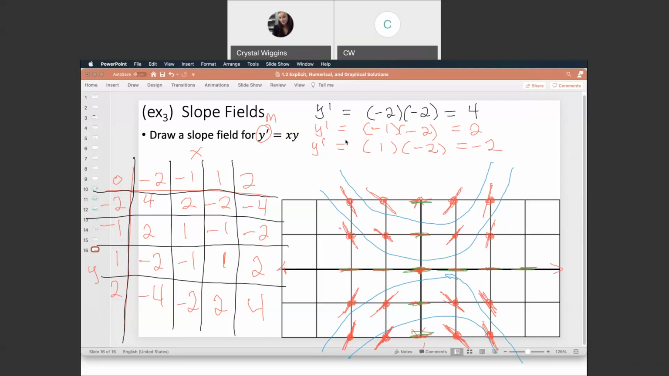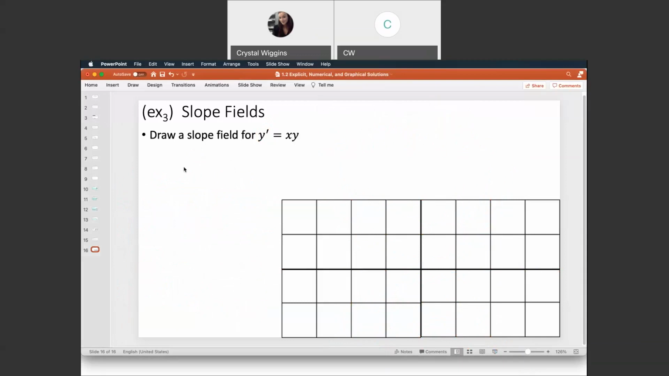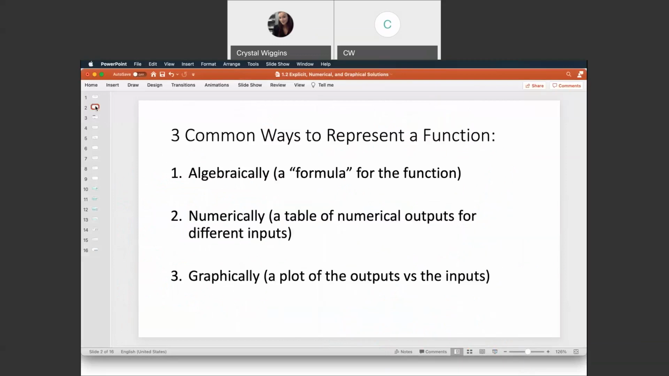All right, well, those are the three different ways to find solutions for differential equations: algebraically, numerically, and graphically.